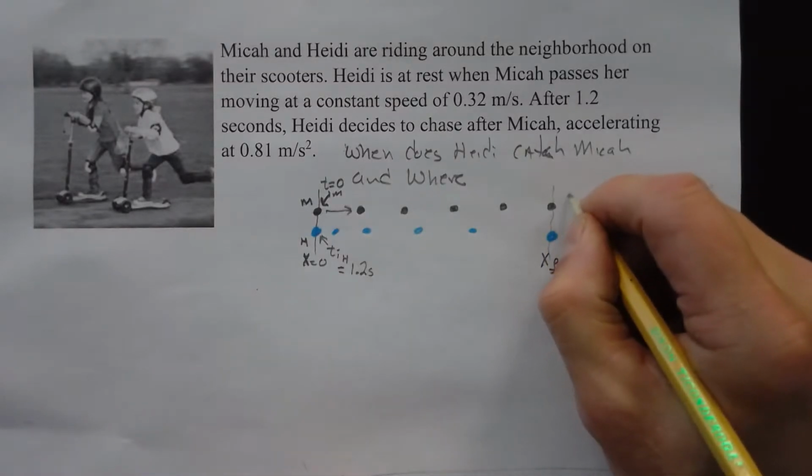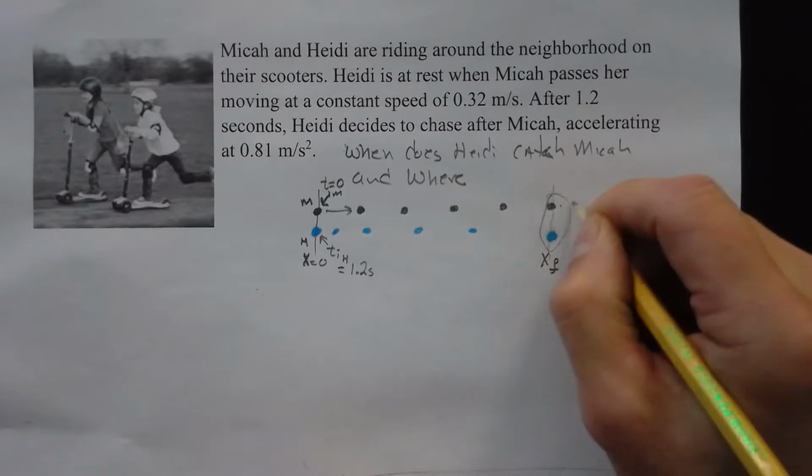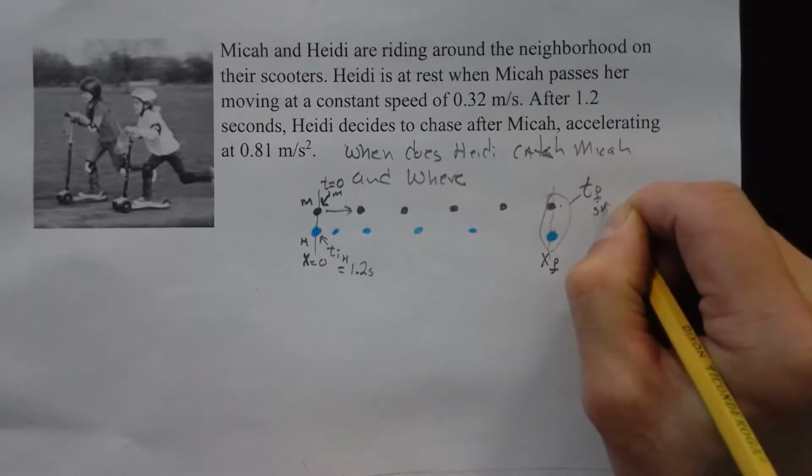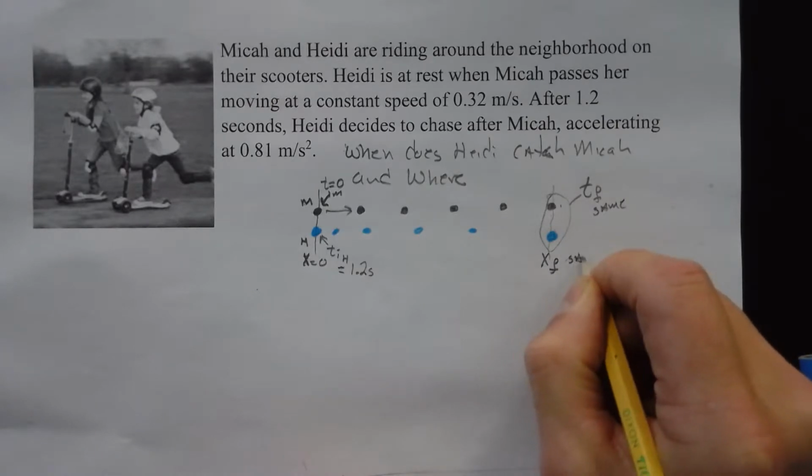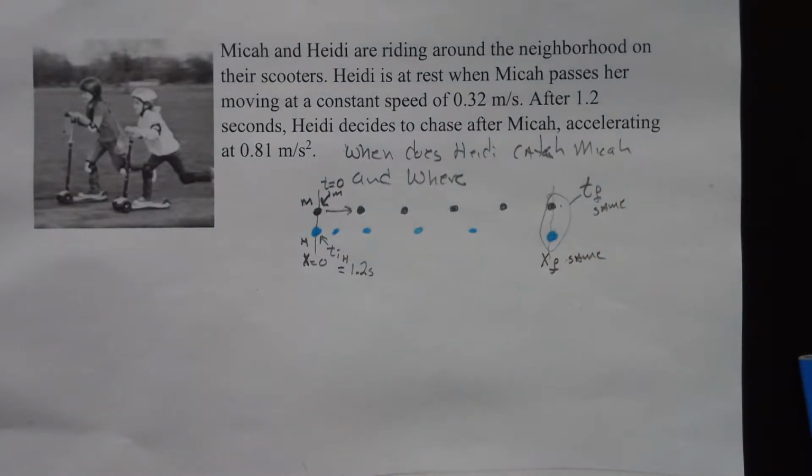Now when they meet here, this is the same time, right? This is time final, and it's the same, and this position is the same. That little identification that these first dots are not the same time is the big key to solving this problem. So I'm going to make a list of both girls and see how things pan out: what information I have, what I need, what's the same, what's related.